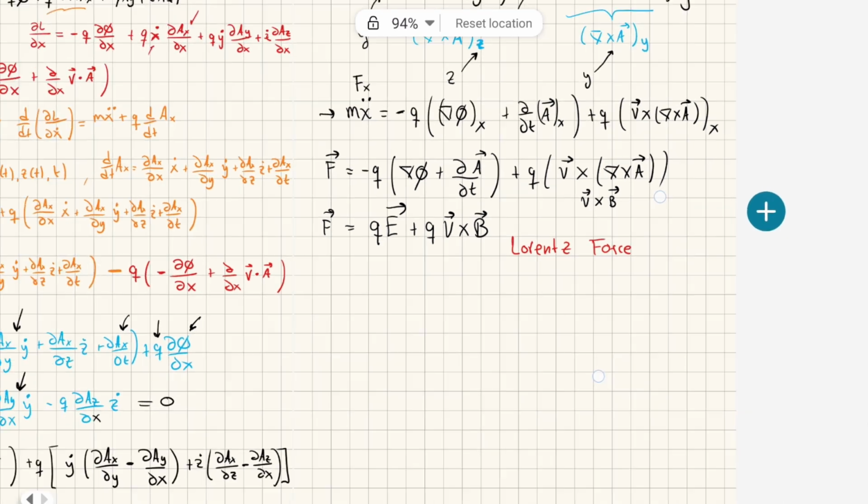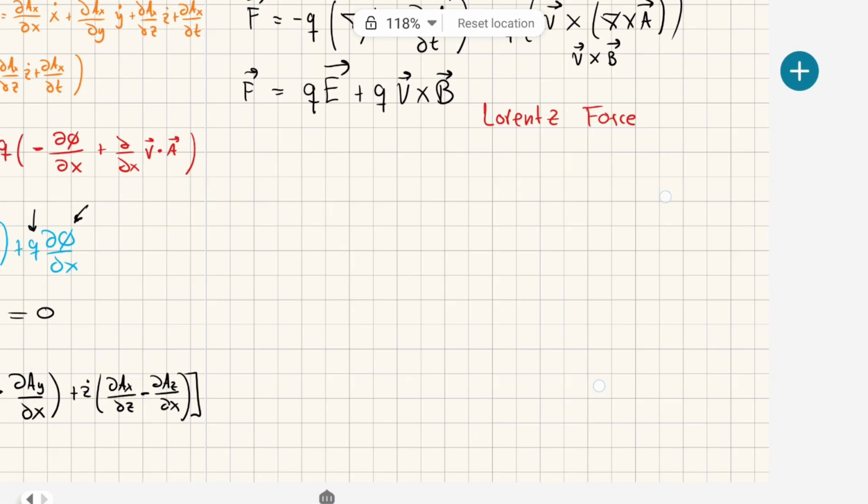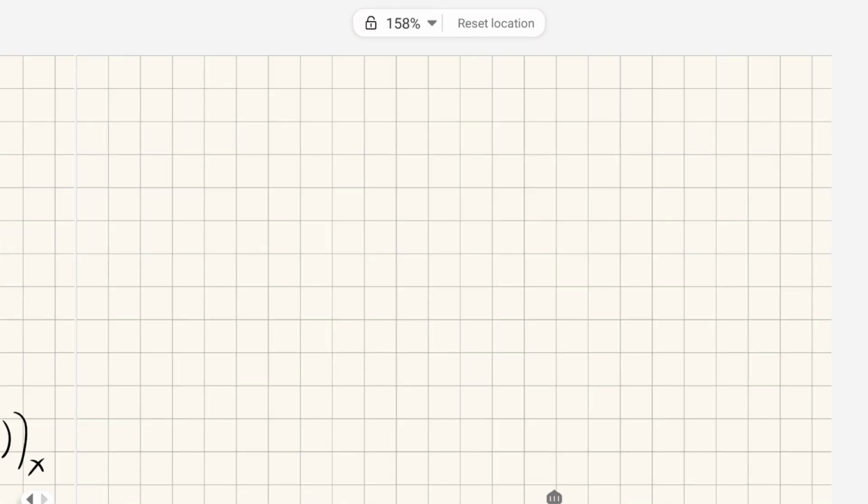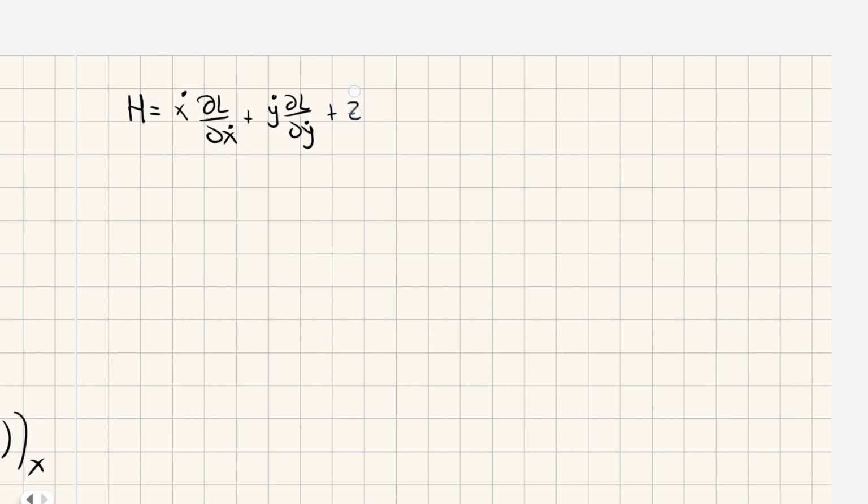Okay, perfect. So that means that if we want to calculate the Hamiltonian of the particle that is moving in the electromagnetic field, we can just take that Lagrangian, and with the Hamiltonian definition, we can calculate that Hamiltonian. Recall that that definition is that H is equal to x dot, the derivative of L with respect to x dot, plus y dot, the derivative of L with respect to y dot, plus z dot, the derivative of L with respect to z dot, and then minus L, right?